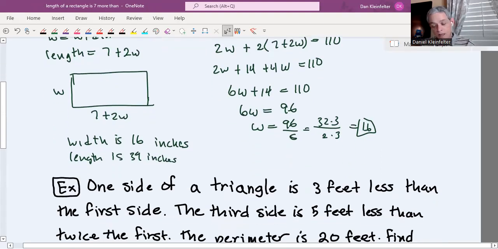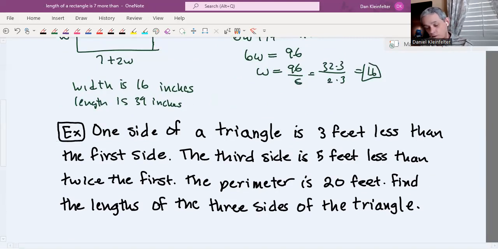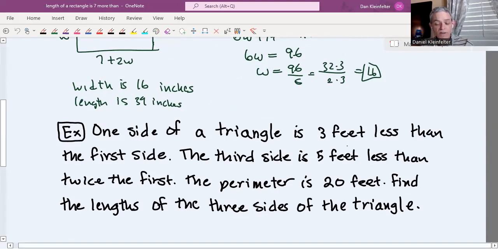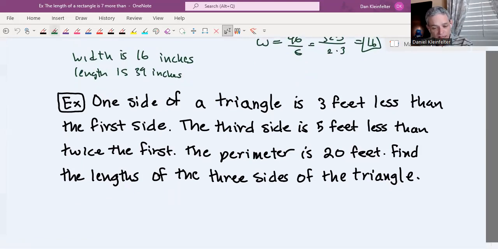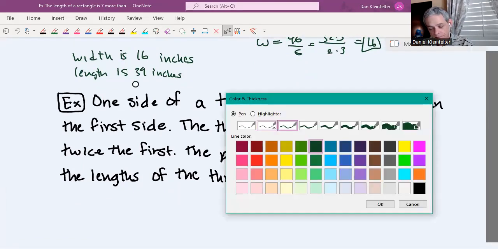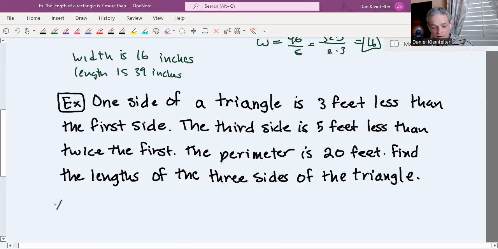Okay, moving along. We have triangles, or a triangle. One side of a triangle is 3 feet less than the first side. The third side is 5 feet less than twice the first. So 2 of the sides are described in terms of what they're calling the first side. And then the perimeter, we're told, is 20 feet. Finally, the question part, find the lengths of the sides of the triangle. So what they're calling the first side, I'm going to make that the variable. So x will be the first side.